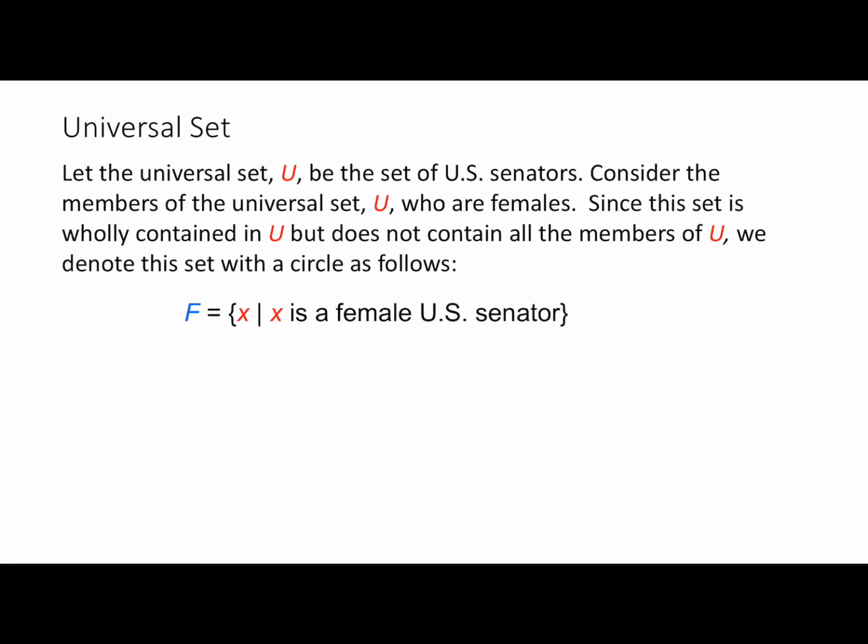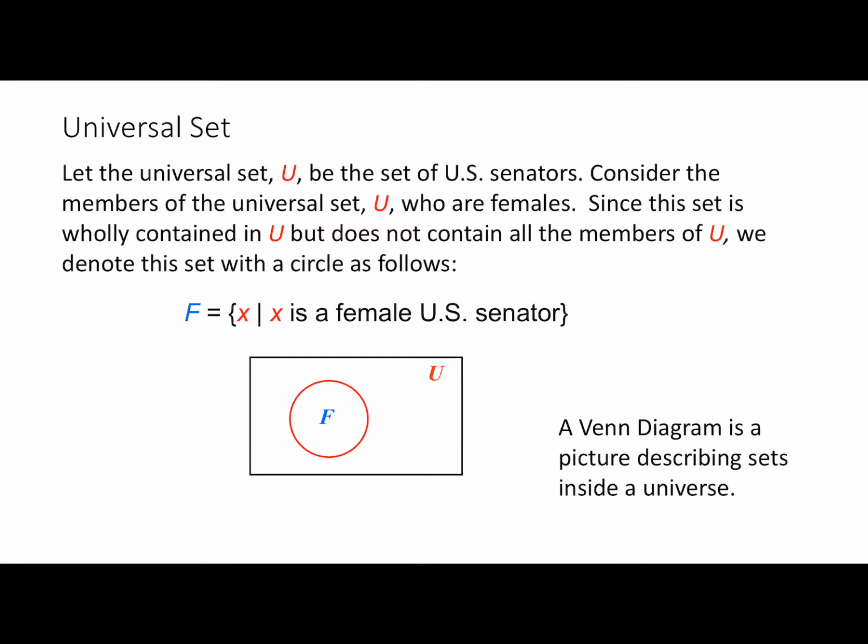So we could denote this set here in set builder notation. F is the set of X such that X is a female U.S. senator. If I wanted to draw a picture, this is called a Venn diagram. Here is a picture of what our set looks like. U is the outside rectangle, and we'll always use a rectangle like this to denote our universe. And then F is this red circle, and that's the set of all female U.S. senators. Okay, so a Venn diagram is just a picture that describes the sets inside a universe.